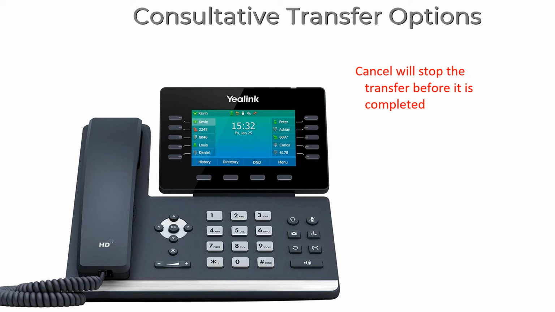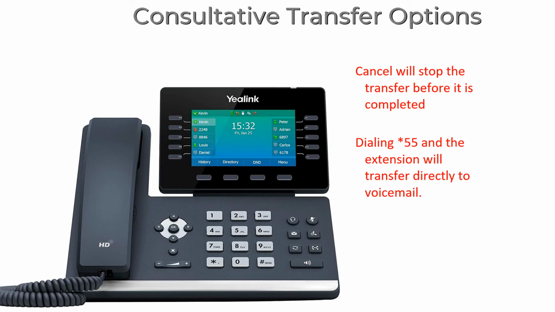During the transfer, you have a couple of options. Pressing cancel will take the call back, making it your active call again. This is useful if the party you are trying to reach cannot or will not take the call. You can also transfer directly to voicemail by dialing *55 and then following the audio prompts to enter the extension of the voicemail that you are trying to reach.